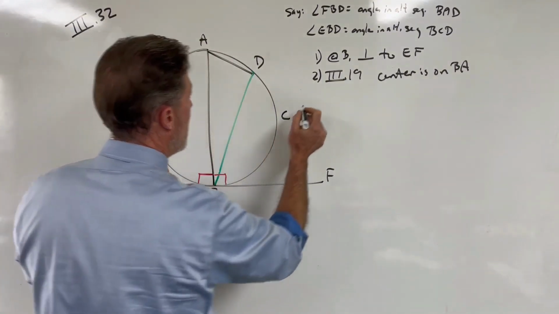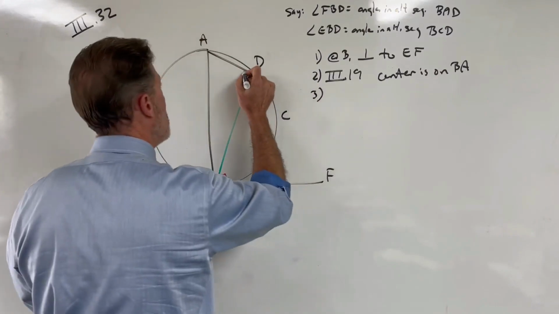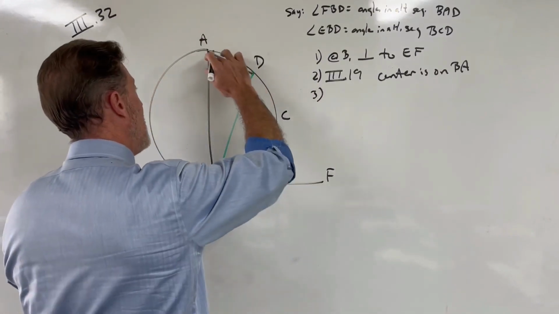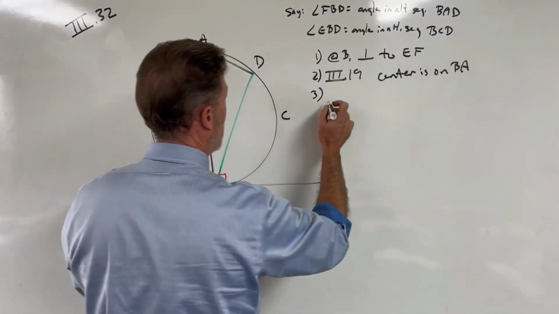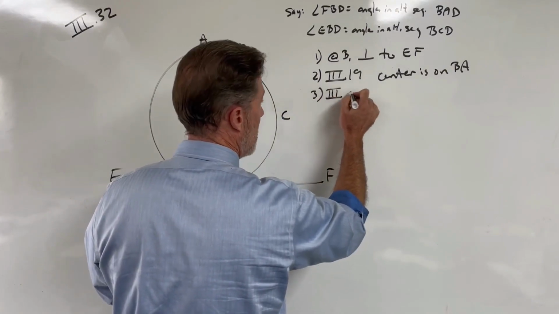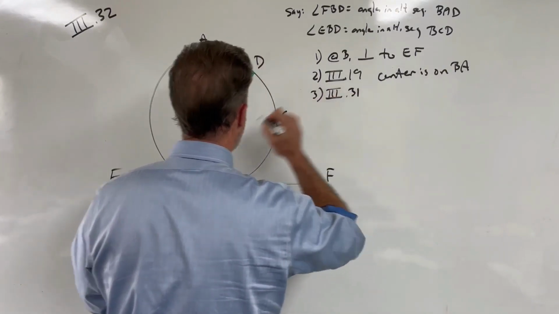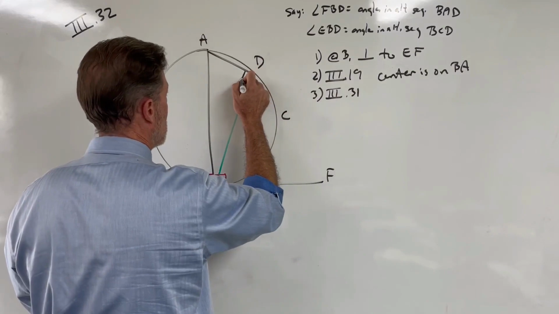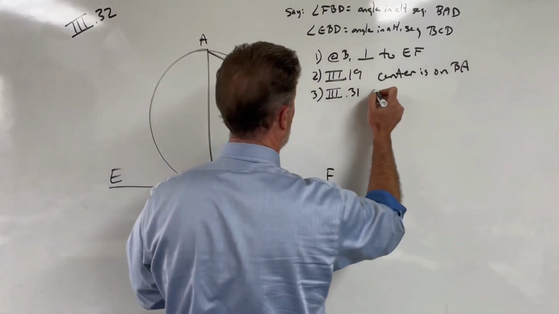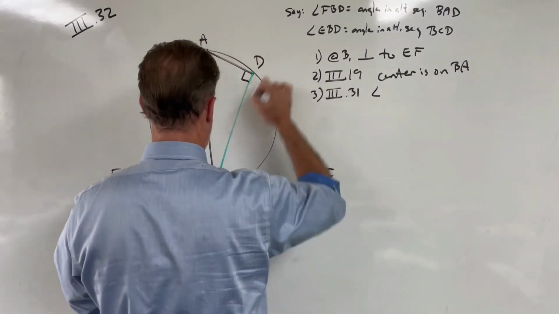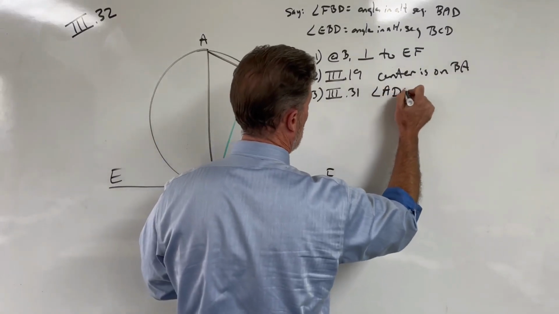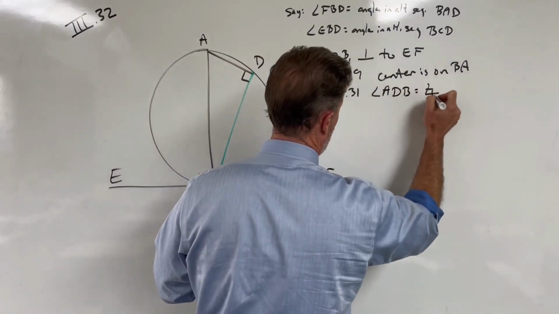So now let's connect AD. And if we look at AD, the angle here is an angle in a semicircle. And we know from Book 3, Proposition 31, that an angle in a semicircle is right. So we know this is a right angle. So angle ADB is a right angle.